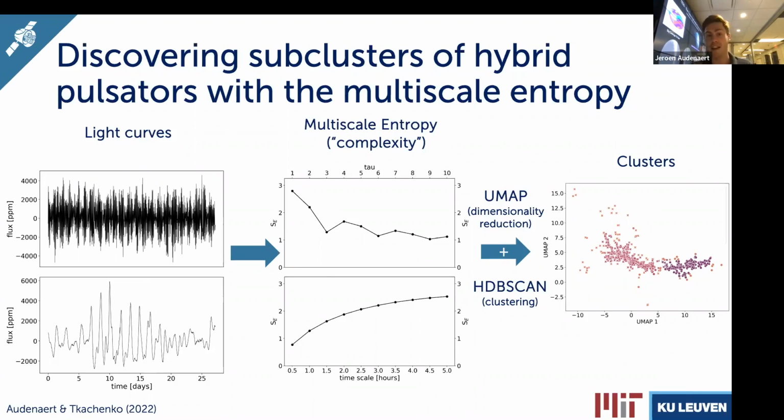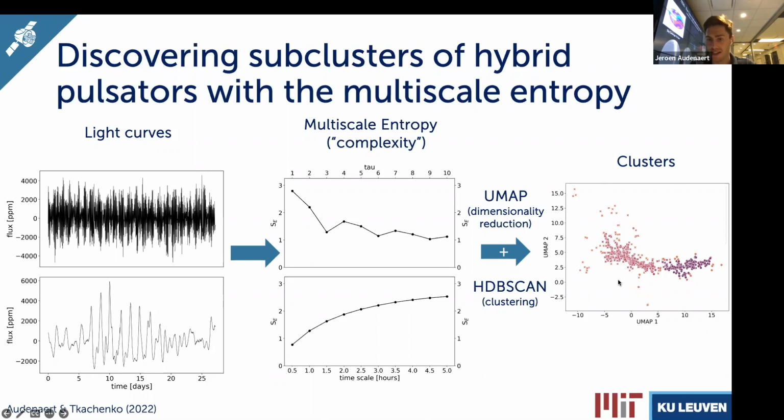So we went ahead and applied this to the problem of discovering subclusters of hybrid pulsators. We take each of the light curves, we calculate the multiscale entropy, which is a measure of the complexity and also represents the relative amount of short versus long-term variability present in the data. Those curves consist of 10 data points, as you can see in the middle. Then we take those curves of 10 data points and reduce the dimensionality to 2 dimensions with UMAP, which is based on the topology of the data space. We specifically reduce it to 2 dimensions because otherwise we might have issues with high dimensional spaces, and clustering algorithms usually work a lot better on lower dimensional spaces.